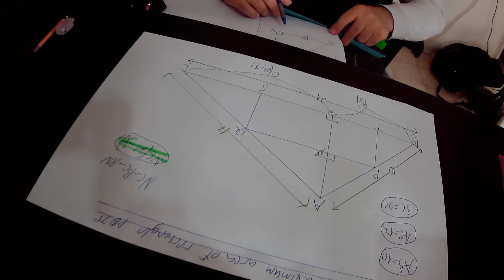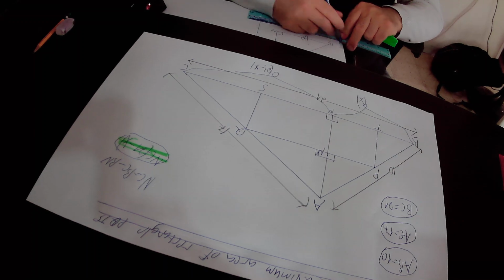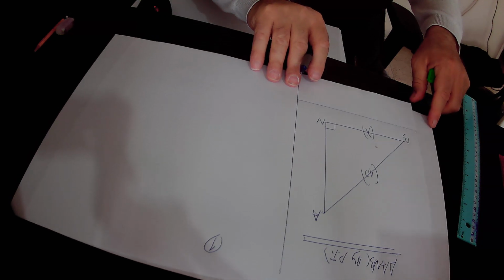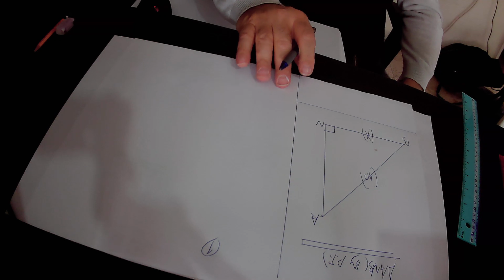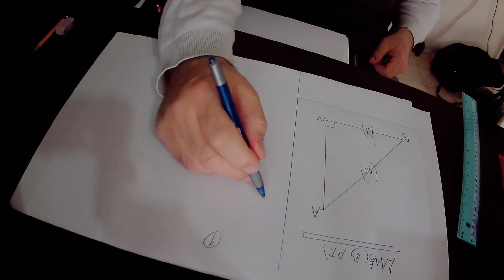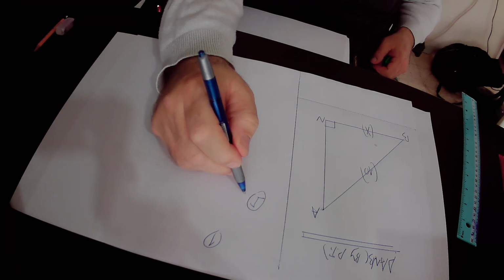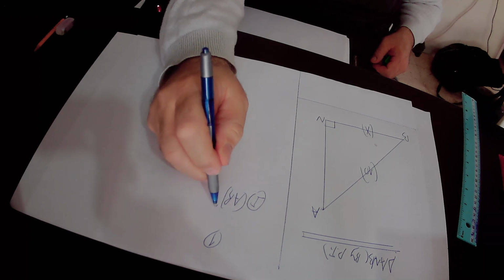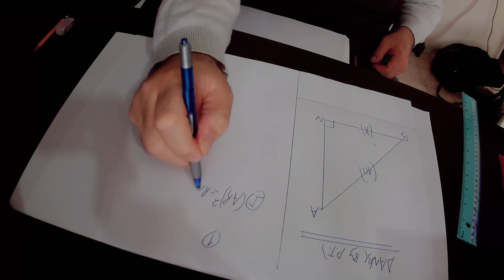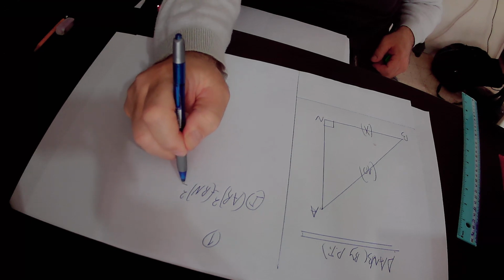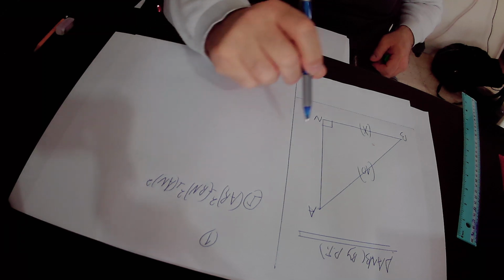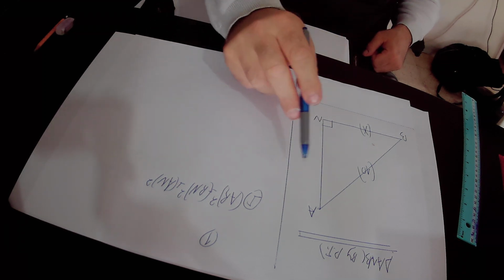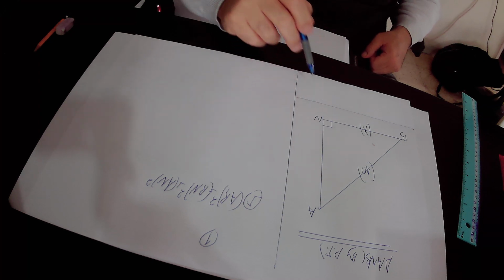So actually, this is the right triangle ABN coming from the original drawing. According to the Pythagoras theorem, in this right triangle ABN, AB squared equals BN squared plus AN squared. This is equation 1.